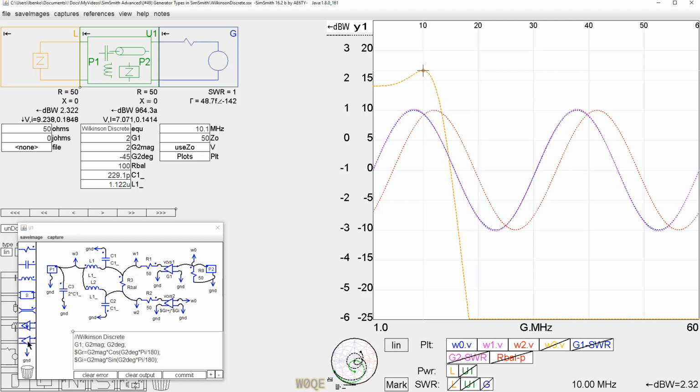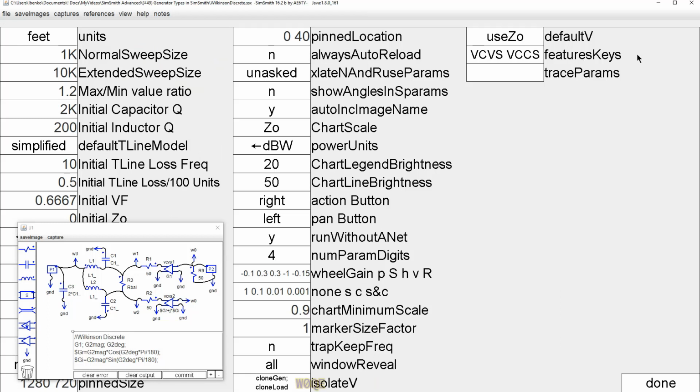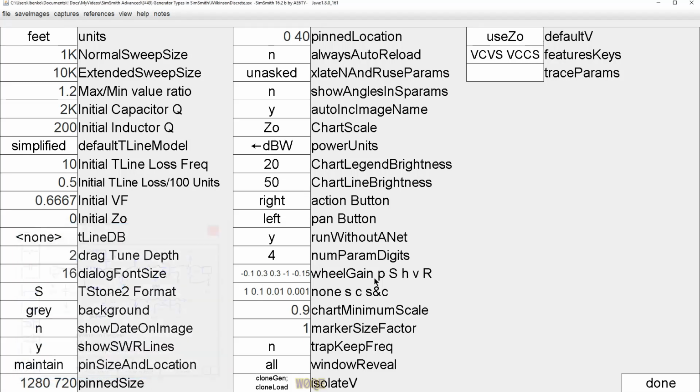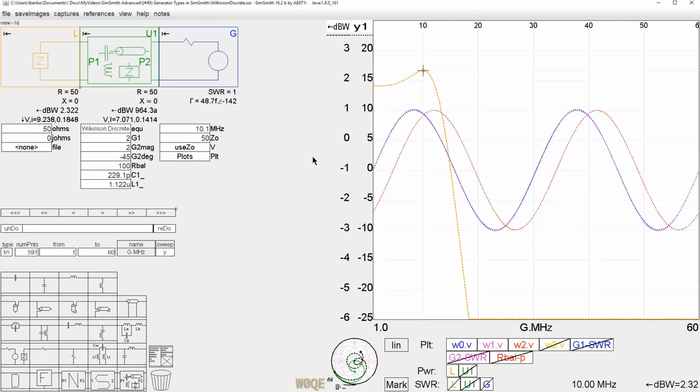But SimSmith provides both. It doesn't clutter up this window if you don't have those two features on. If you do have these two feature keys enabled, then it does do that. If you turn these off and you had saved a file that still works, it just doesn't show you the symbol for them. But nevertheless, this has been an introduction into the different generator types. They have a lot of uses, and once you learn how to use them, they can make your analysis, your circuit, considerably simpler. And I made it through here without 16.2b showing me any problems.